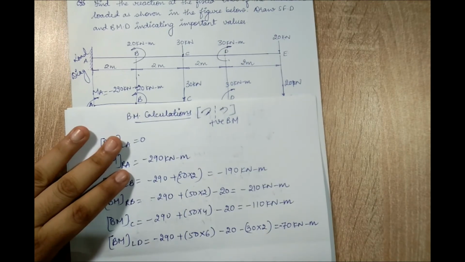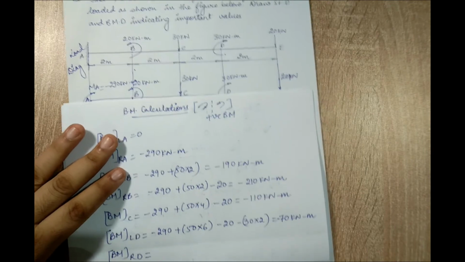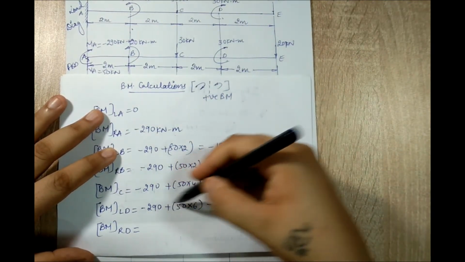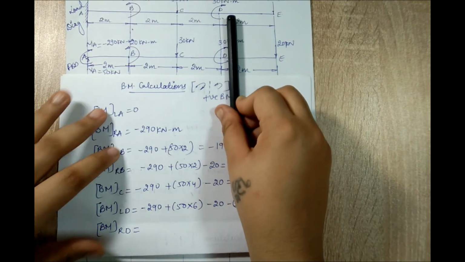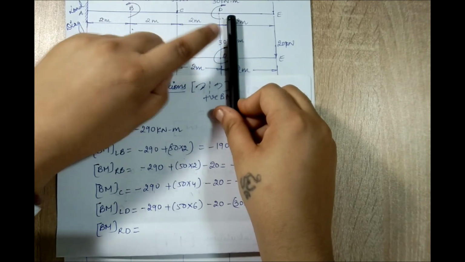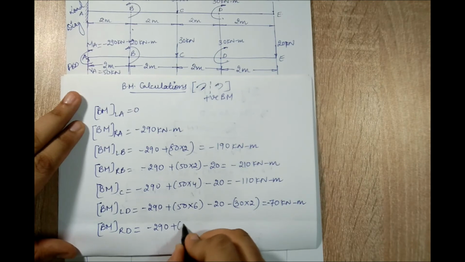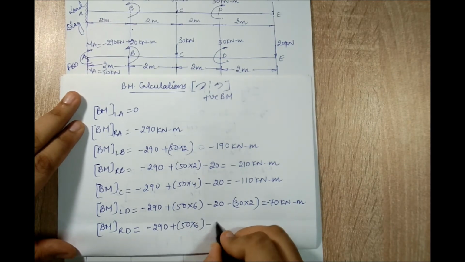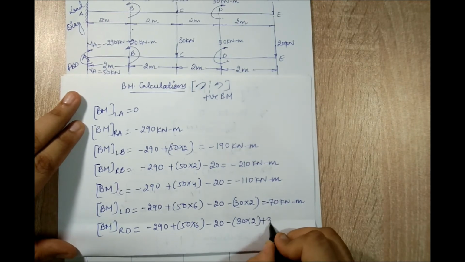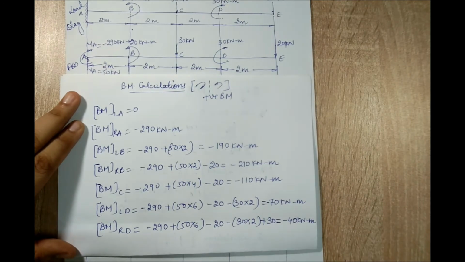Next, I'll calculate the bending moment to the right of D. Now for right of D, all these values will be the same, except that this value of moment will become visible to me now. This is going clockwise. So I'll write down minus 290 plus 50 into 6 minus 20 minus 30 into 2 plus 30. I get the value as minus 40 kilonewton meter.